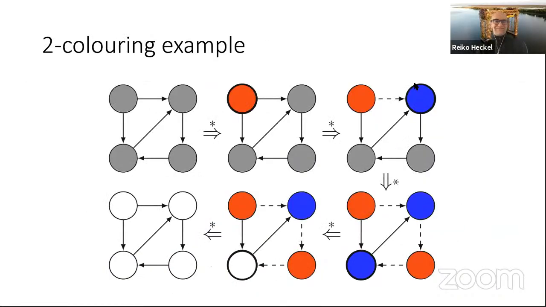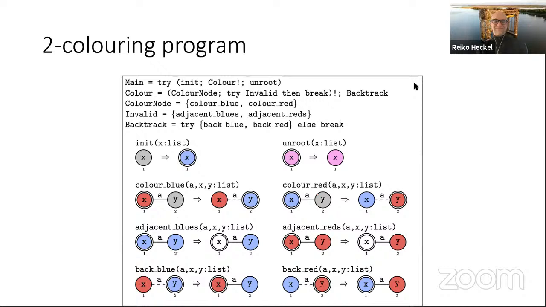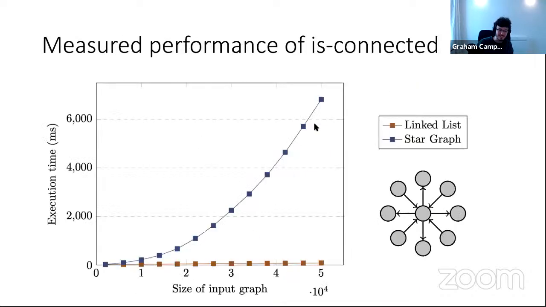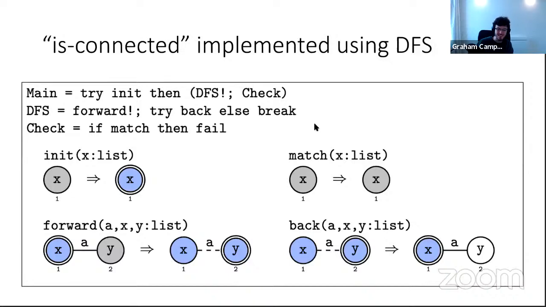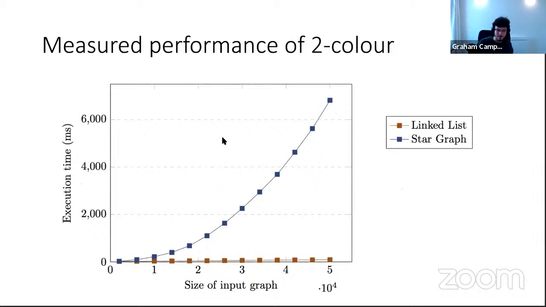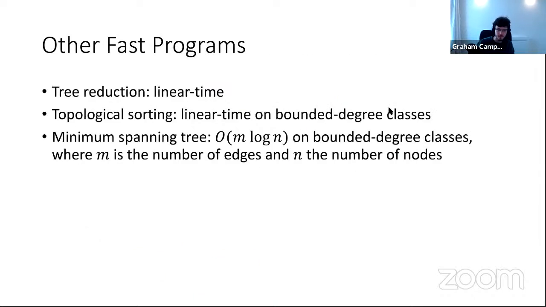Okay, so let's maybe skip past this. And yes, this is linear time. This picture is almost the same as this one. And then similarly on star graphs, you've got exactly the same behavior. Okay, so we've seen reduction programs, and we've seen DFS-based programs. Now some others that we haven't shown here.